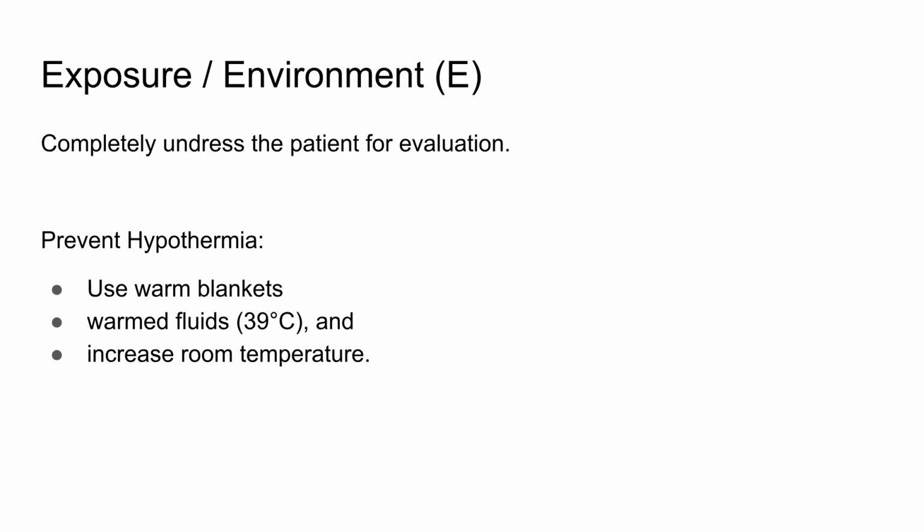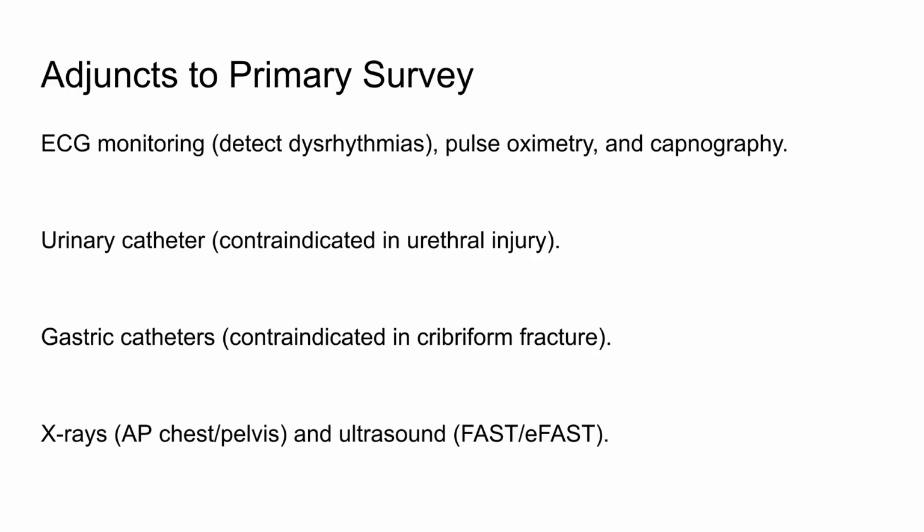Exposure requires completely undressing the patient for evaluation. Crucially, prevent hypothermia using warm blankets, warmed fluids, and increasing room temperature. Adjuncts to the primary survey include ECG, pulse oximetry, and capnography. Be aware of contraindications for urinary and gastric catheters. X-rays and ultrasound, like FAST or EFAST, are also important tools.